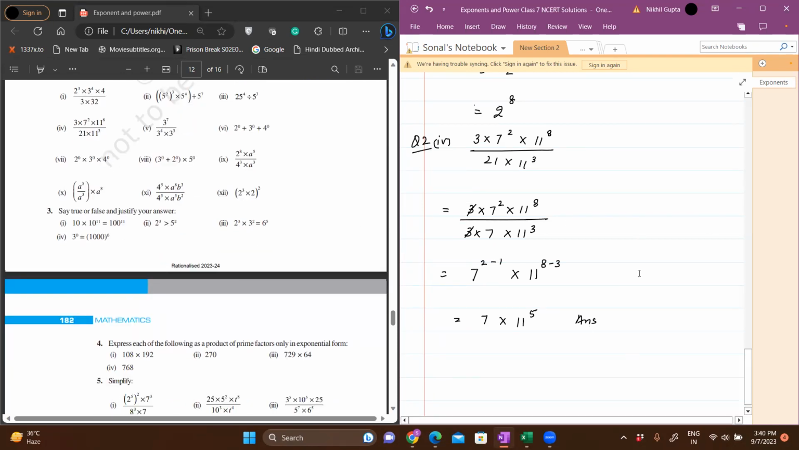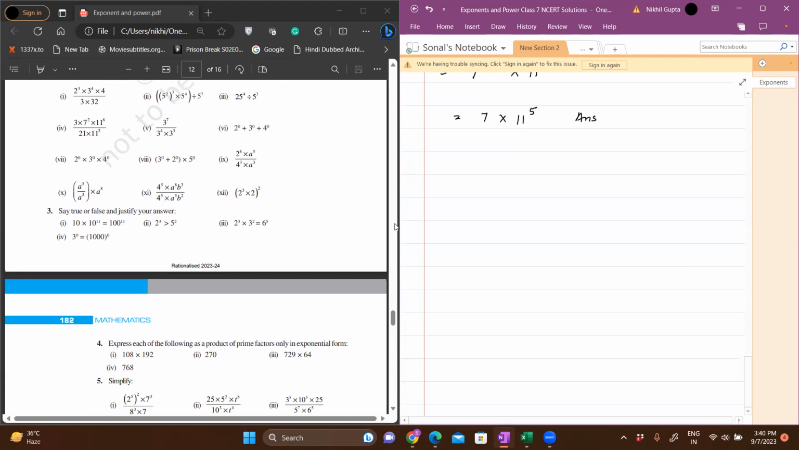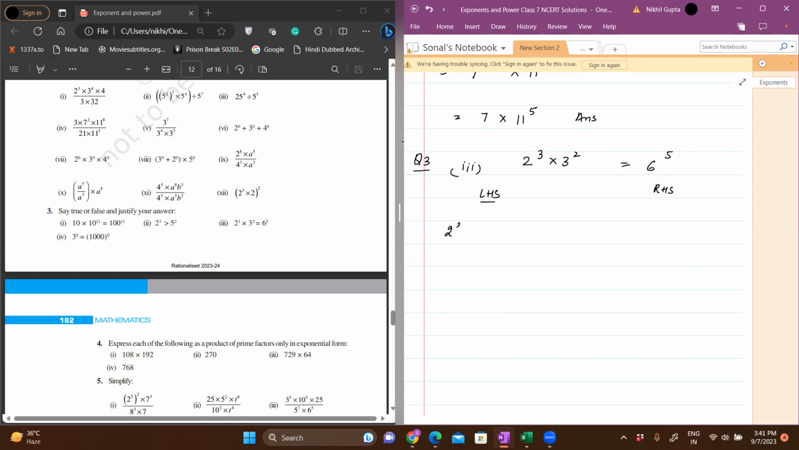Now question 3 says, say true or false and justify your answer. So I am taking the 3rd part here. It is saying 2 to the power 3 into 3 to the power 2 is equal to 6 to the power 5. Let's solve LHS and RHS separately here. Now LHS says 2 to the power 3 into 3 to the power 2. 2 to the power 3 is 8 and 3 to the power 2 is 9, which is ultimately equal to 72.